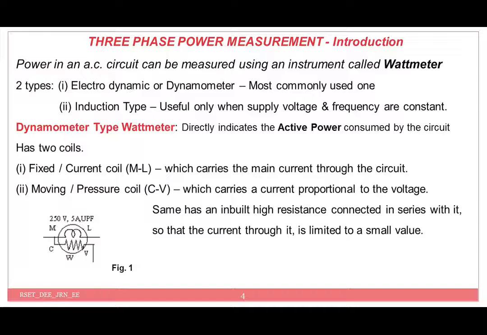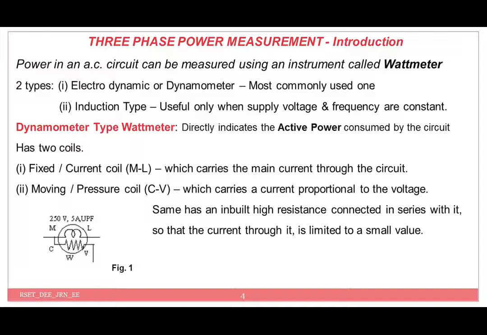Now, the dynamometer type wattmeter directly gives the active power. In single phase, P is equal to VI cos phi. Coming to three phase, you have two expressions: root 3 VL IL cos phi, or 3 times V phase I phase cos phi. In order to measure power, which is VI cos phi, it has to measure the current aspect as well as the voltage aspect and the phase angle between voltage and current. And we use a device called the wattmeter. We'll be studying the details.